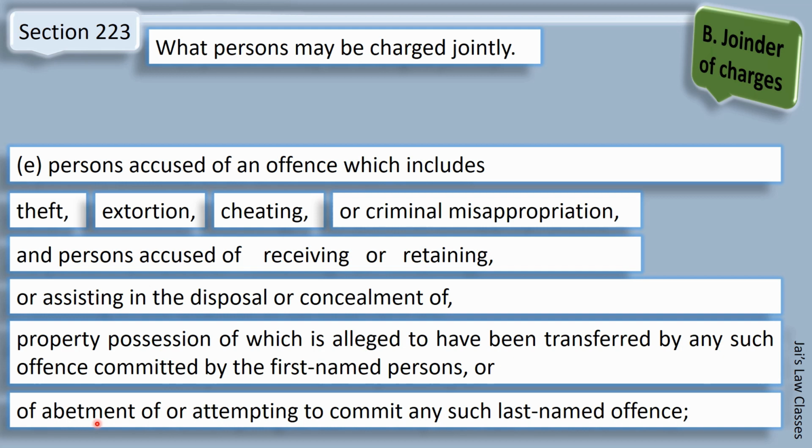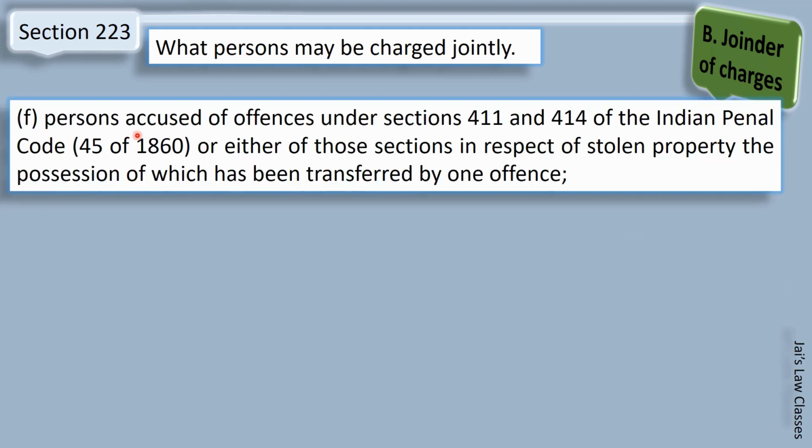F part says, person accused of offenses under section 411 and 414 of IPC. See, it's very easy to remember. 411, 414 of IPC, or either of those sections in respect of stolen property, the possession of which has been transferred by one offense. So it simply informs us that if one person is accused under section 411 and the other is accused under section 414, both of them will be tried together in respect of the same property which was transferred by one person to another.